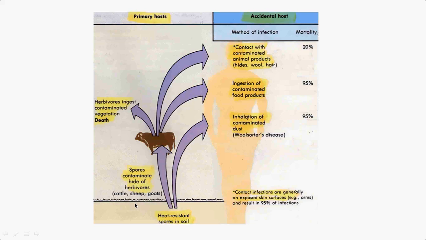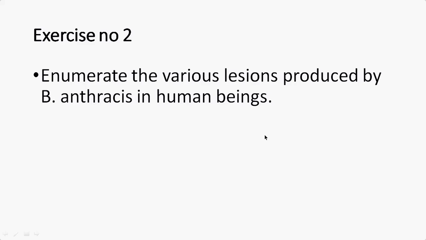When they graze on these fields and ingest the spores, they contaminate the vegetation and ultimately may die. But before death, there may be contact with animal products like wool and hair in the wool factory, or ingestion of contaminated food products, that is, the animal products. So by three methods there are chances of infection to human beings.